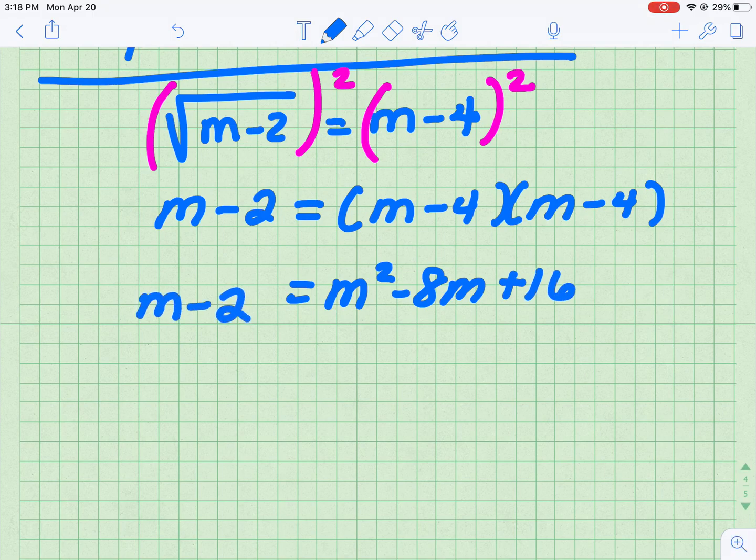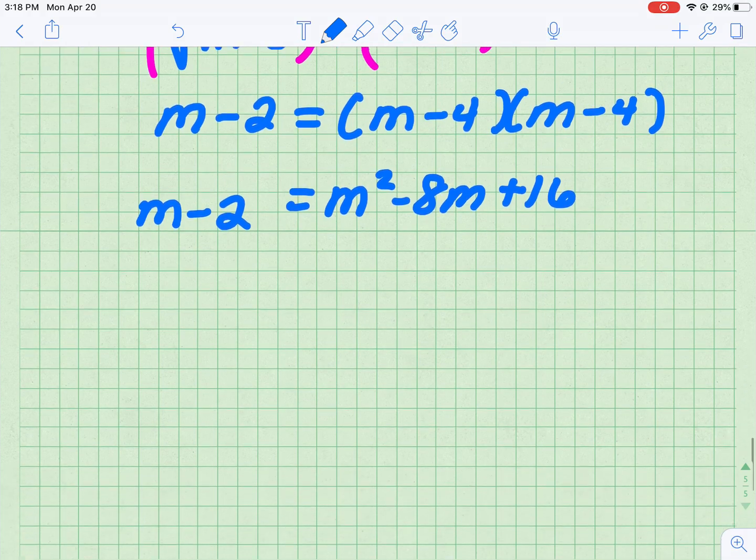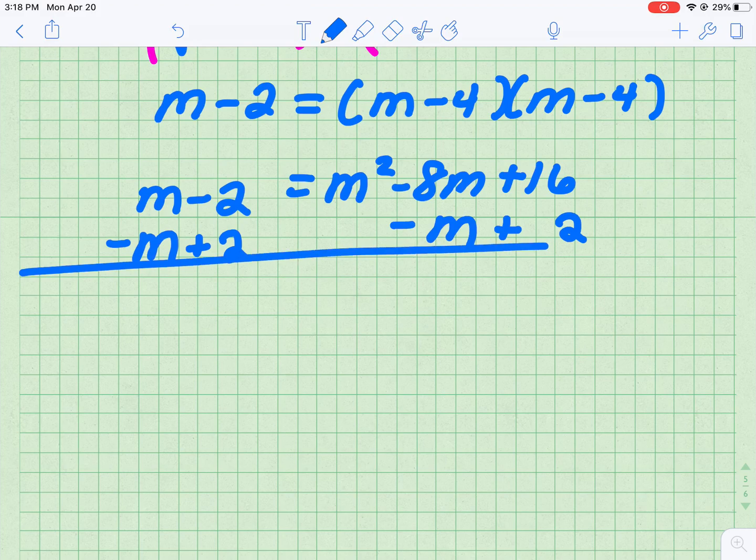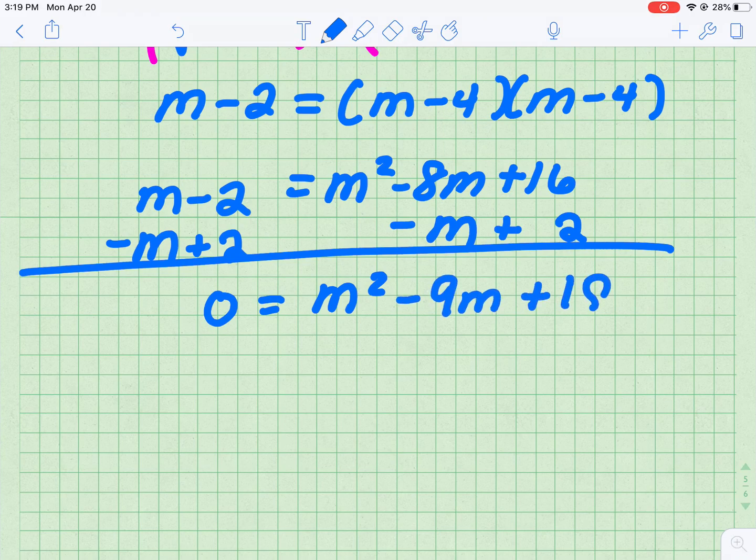Let's see if I can do this one right. Okay. It's quadratic. As soon as you see it's a quadratic, you might as well get used to it. You're going to have to move everything to the other side. So I'm going to subtract m from both sides, and I'm going to add 2 to both sides. Now I'm nervous. I'm going to make a mistake. So we get 0 equals m squared minus 9m plus 18.